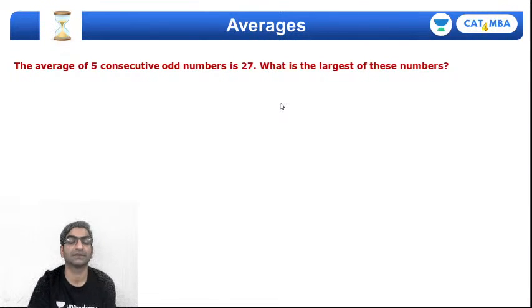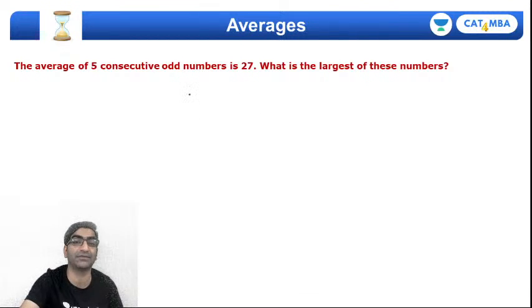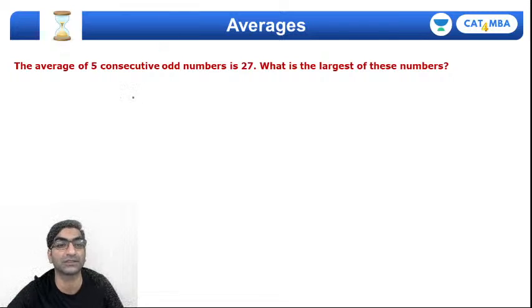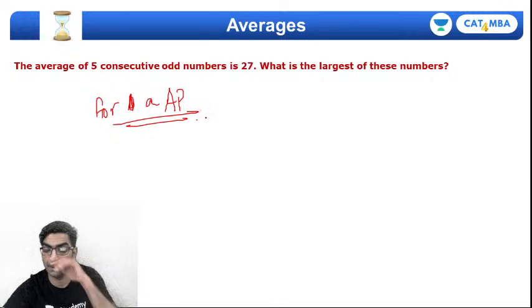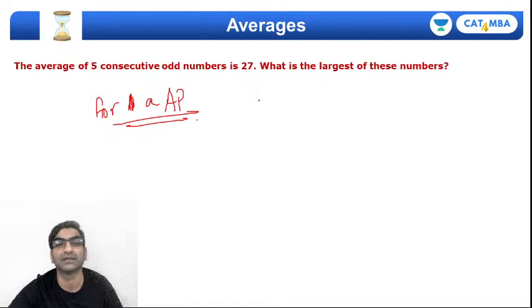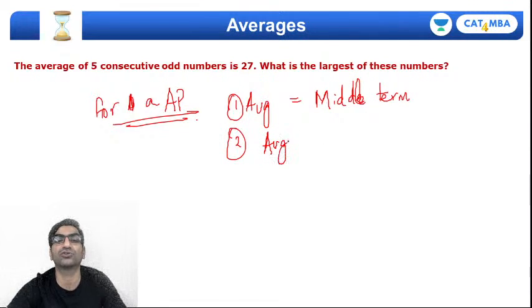Okay, here's another problem from averages. Here's where I'll show you a trick. Sometimes with averages, when you have consecutive odd numbers, consecutive even numbers, in fact any arithmetic progression, right? So remember this: for numbers in an AP, or values in an arithmetic progression, there are 2 things to remember. One, the average is equal to the middle term. That's the median. And the second thing to remember is that the average can also be calculated as the first plus the last value divided by 2.